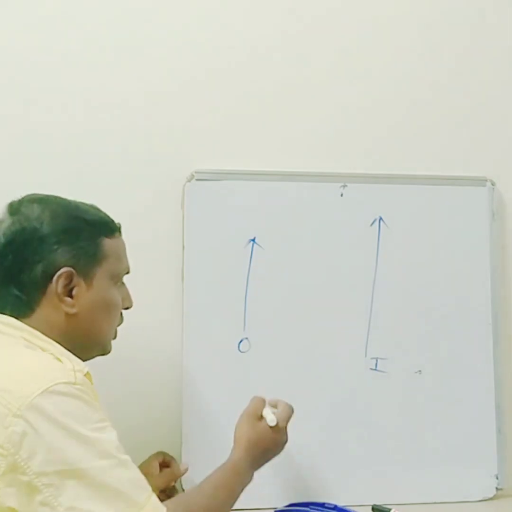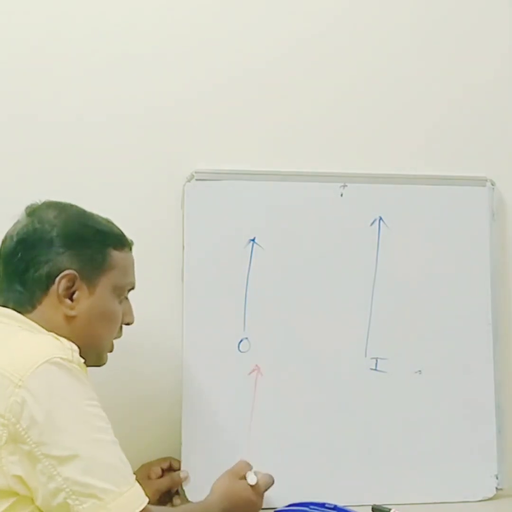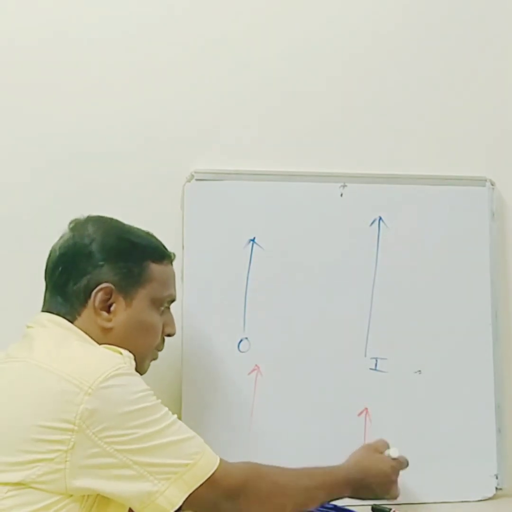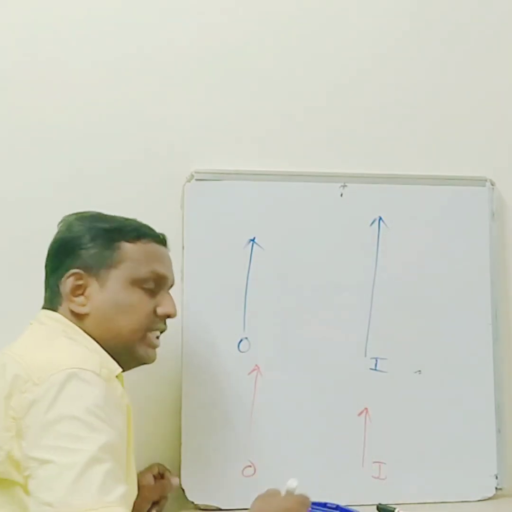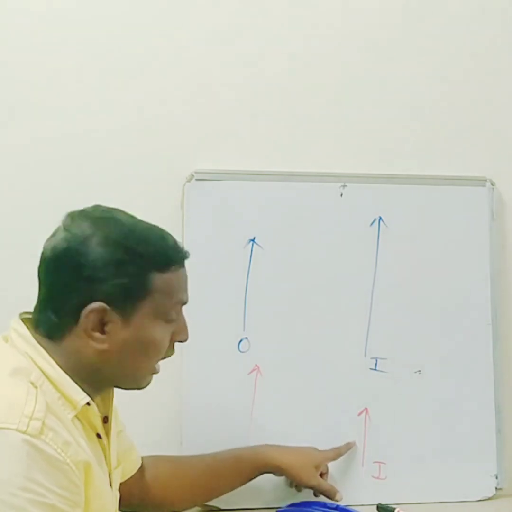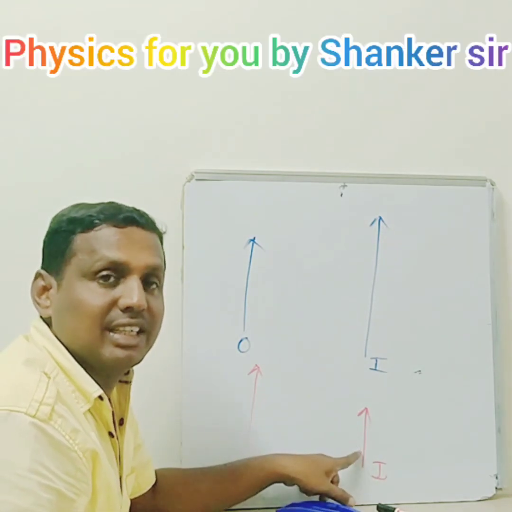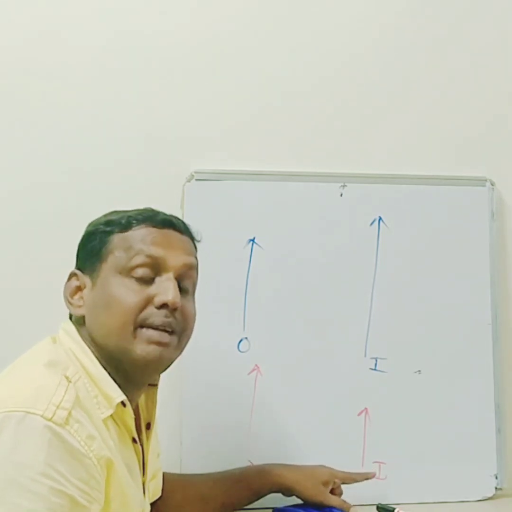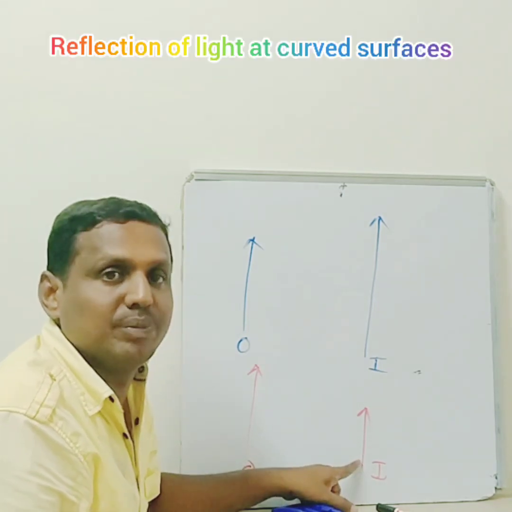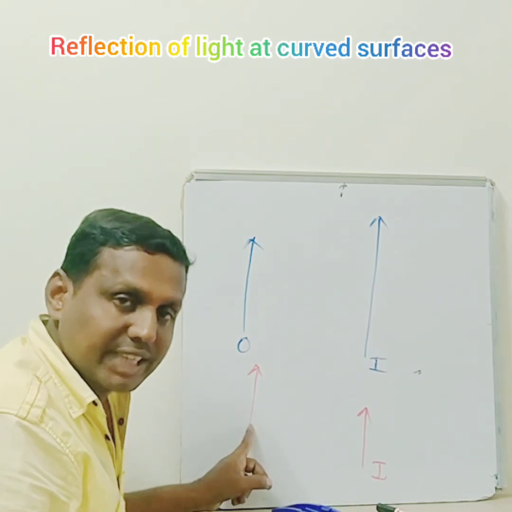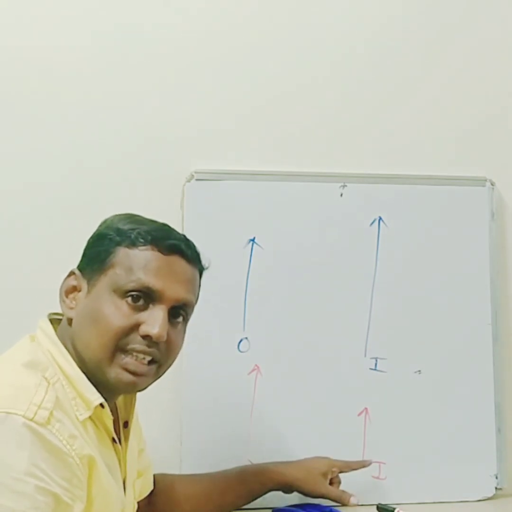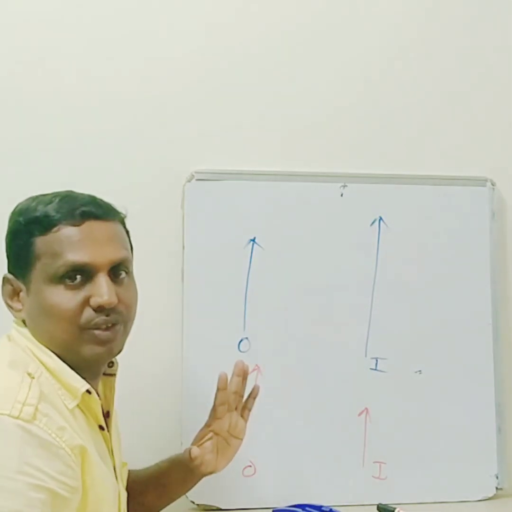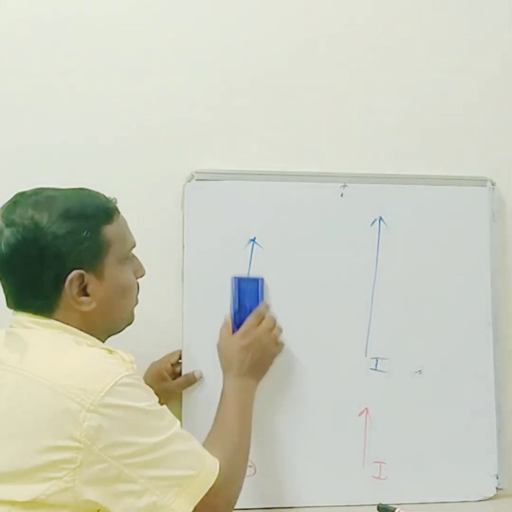Suppose you take one more object. If you get an image like this, I is the image, then what happens here? Size is decreased. So when the size is decreased, then we can say diminished image. Diminished. When the size is decreased, then we can say diminished image. Clear? Enlarged, diminished. Okay. Next.